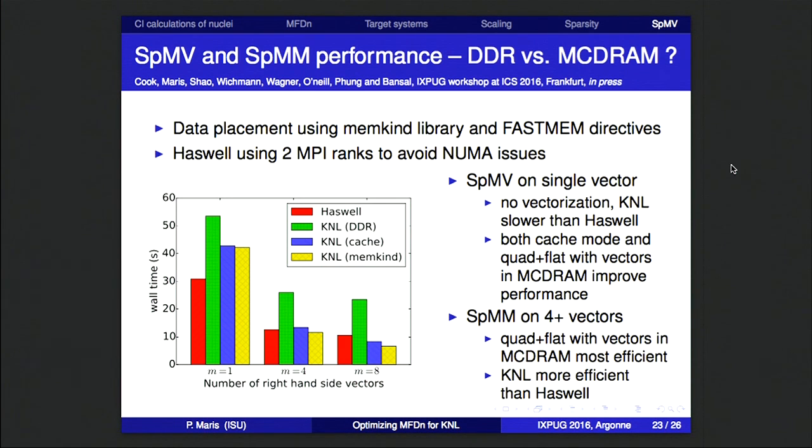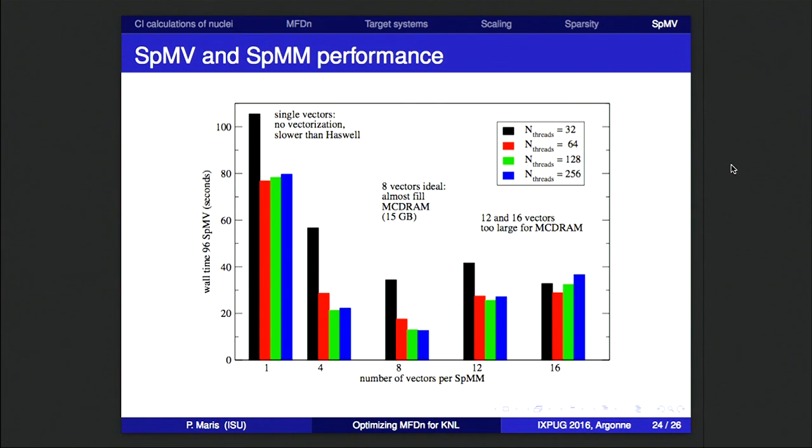So we use clearly both quite intensively. And with 8 vectors and this memory placement, we get a significant improvement over Haswell and also, of course, over the other KNL options. The actual memory bandwidth measured here, I think, was 71 gigabytes per second out of DDR and 300 out of MCDRAM. How does it compare if I look at different numbers of vectors? I showed already 1, 4, and 8. If I increase it further, my performance goes downhill again.